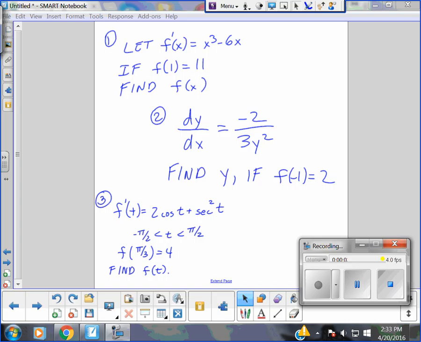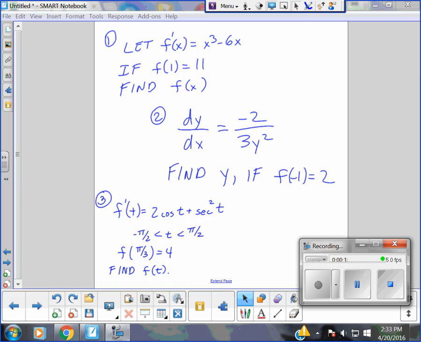So we're prepping for the AP, getting ready for the finals. Here is a whole bunch of antiderivative problems, all right? First one says, let f prime of x be x cubed minus 6x. If f of 1 equals 11, find f of x. All right, if you pause the video, you can try it.